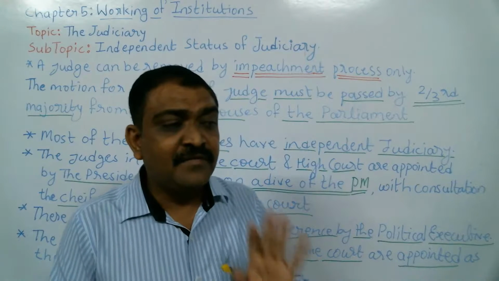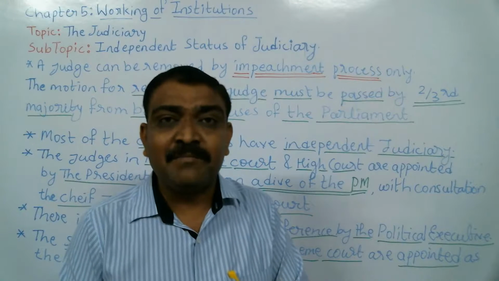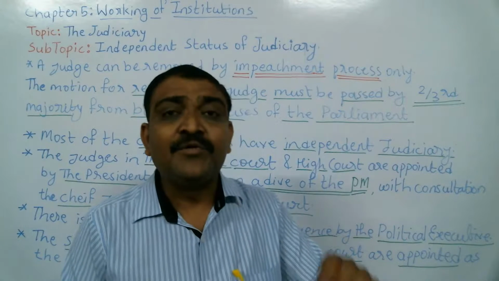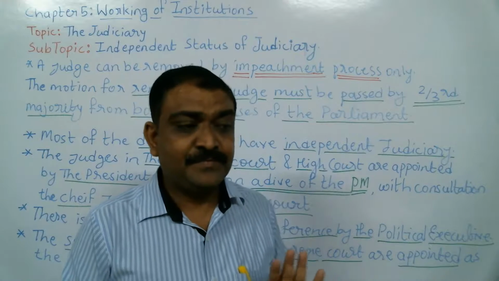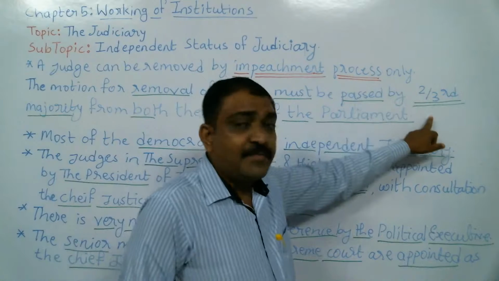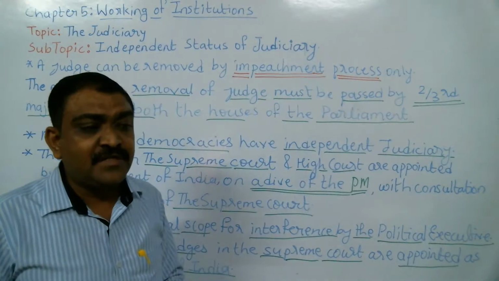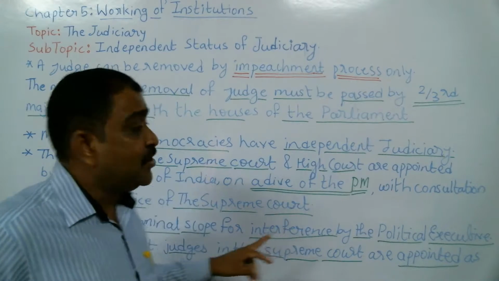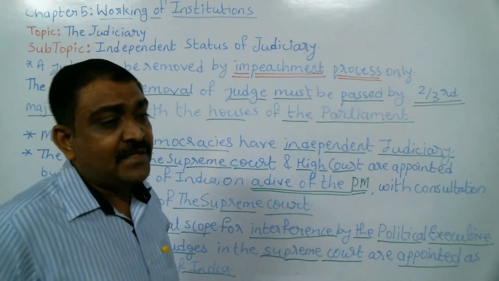66% members, how many? 66% members of the parliament must be in favor to remove the judge from his or her post. Okay, that is the meaning of 2/3 majority. So by 2/3 majority the impeachment motion should be passed from both the houses of the parliament.